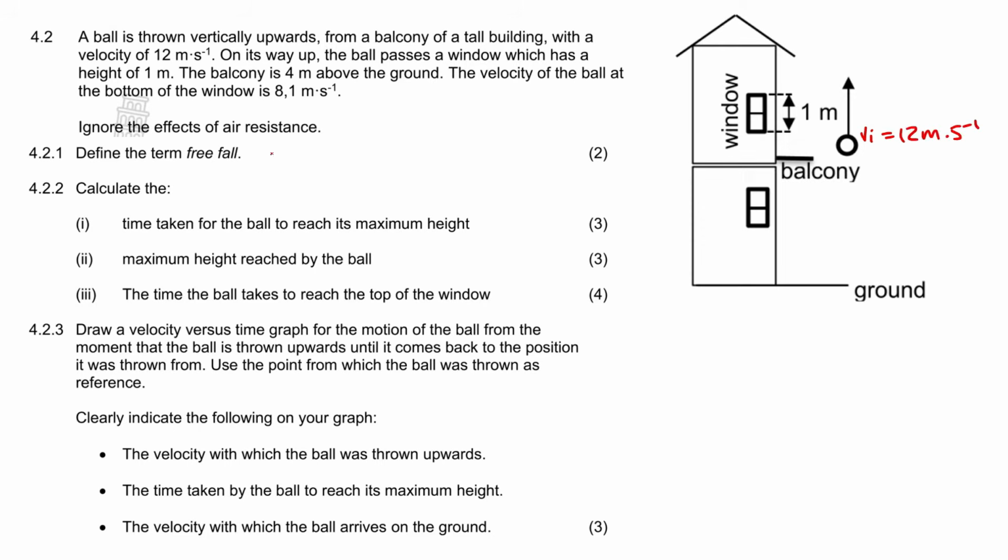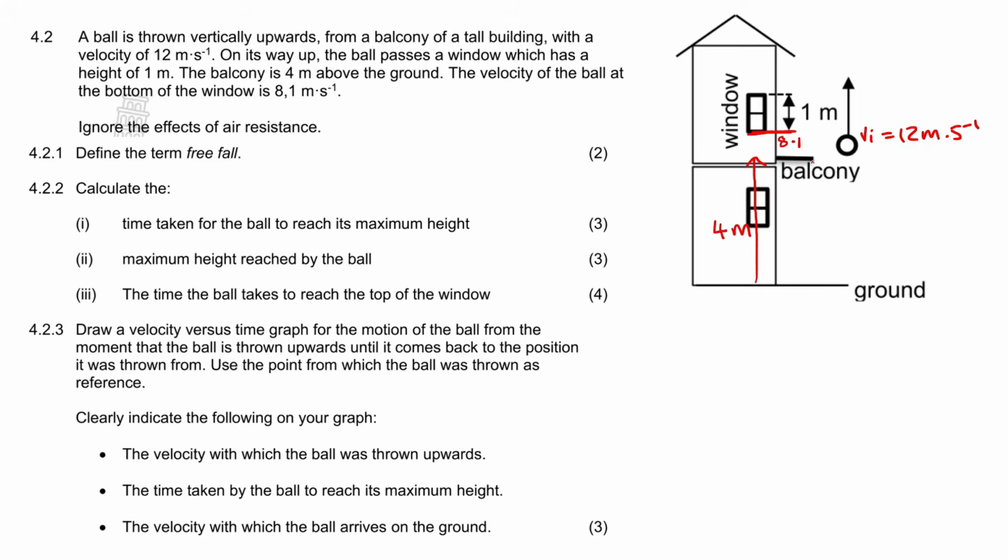Okay. On its way up, the ball passes a window. Okay, so we can see that here is a window, and the ball's going to go past the window. The balcony is 4 meters above the ground. Okay, so let's put that in here. The balcony is 4 meters above the ground. The velocity of the ball at the bottom of the window is 8.1. Okay, so over here, the velocity is 8.1.